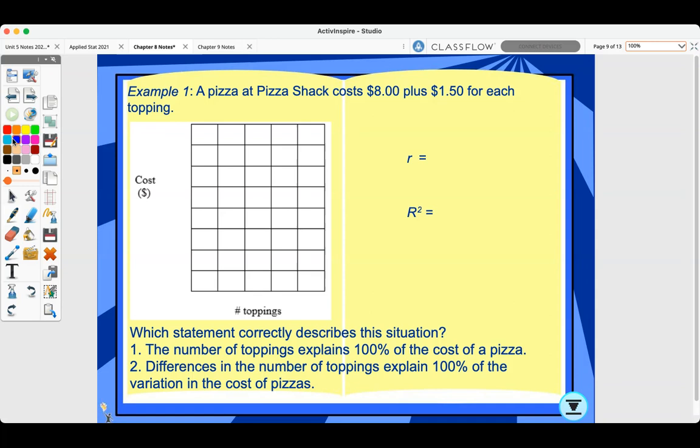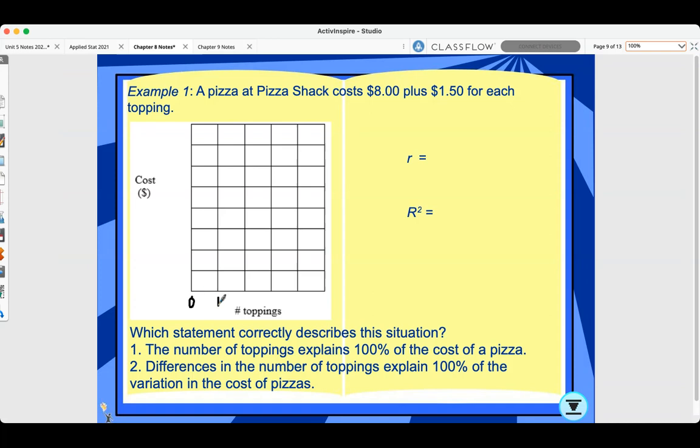Okay, so let's first graph this. We need to have our scale first. So our toppings, we could have 0, 1, 2, 3, 4, 5 toppings. You could have even more. Me, myself, I don't really like more than 2 or 3 toppings. And then for our costs, let's go up by 2s because no matter what, it's going to cost $8. So 2, 4, 6, 8, 10, 12, 14, 16.